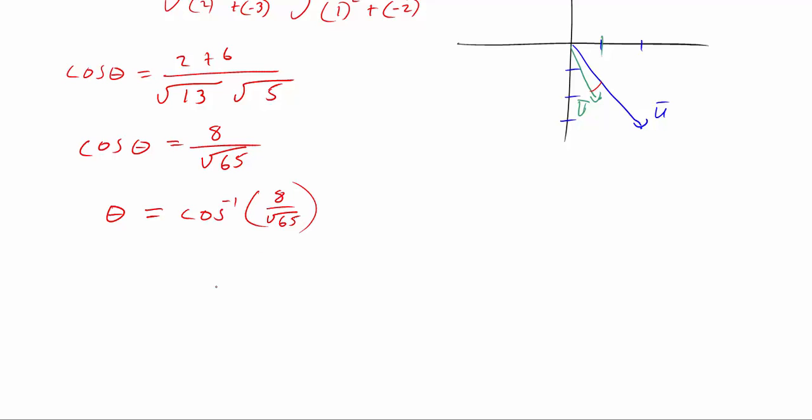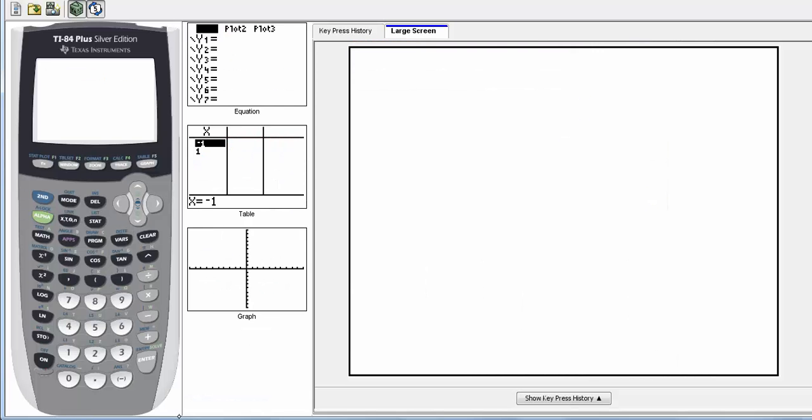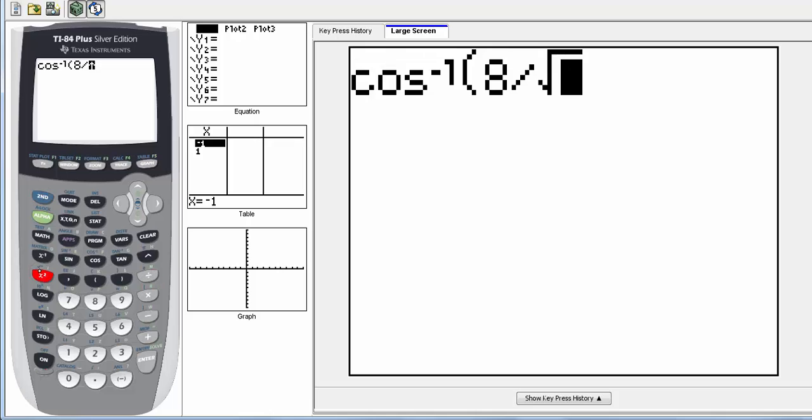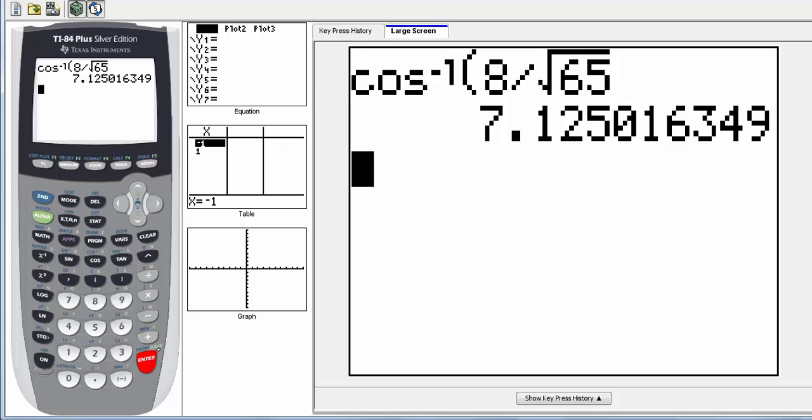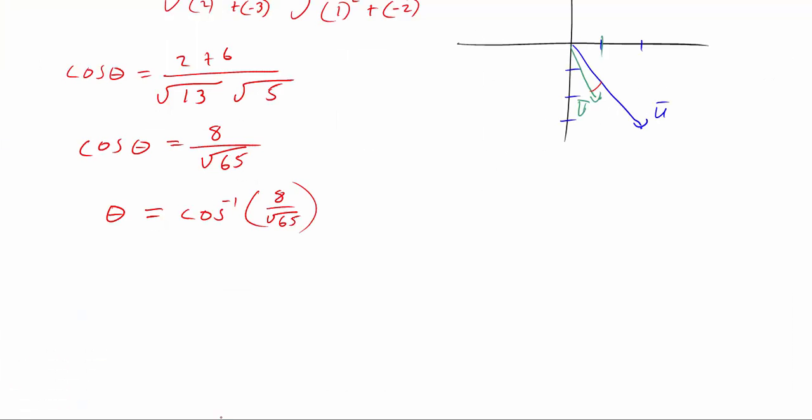So here we're simply going to go to the calculator, and we would type in second cosine of 8 divided by the square root of 65, and we get an answer of 7.12. So I'm simply going to round that to 7 degrees. So we have an angle of 7. And from looking at the picture, we knew that it was going to be a fairly small angle, so that seems reasonable for an answer.